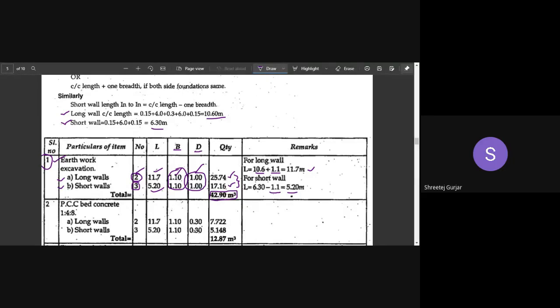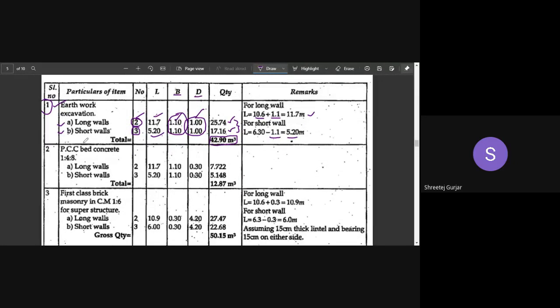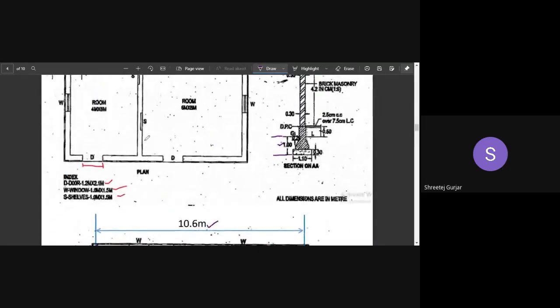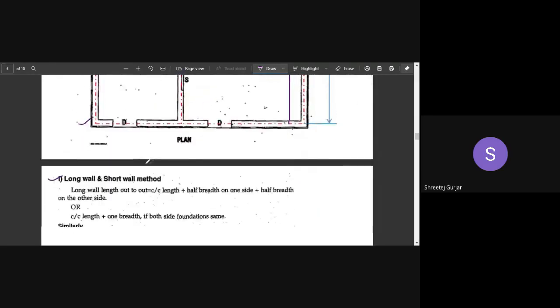Okay. So coming to the next quantity, they have asked us to calculate the PCC bed concrete. You can see in the section that the PCC bed concrete width will be the same as excavation, that is 1.1 meters, and the depth is 0.3 meters. This is your depth. So that we will write down.